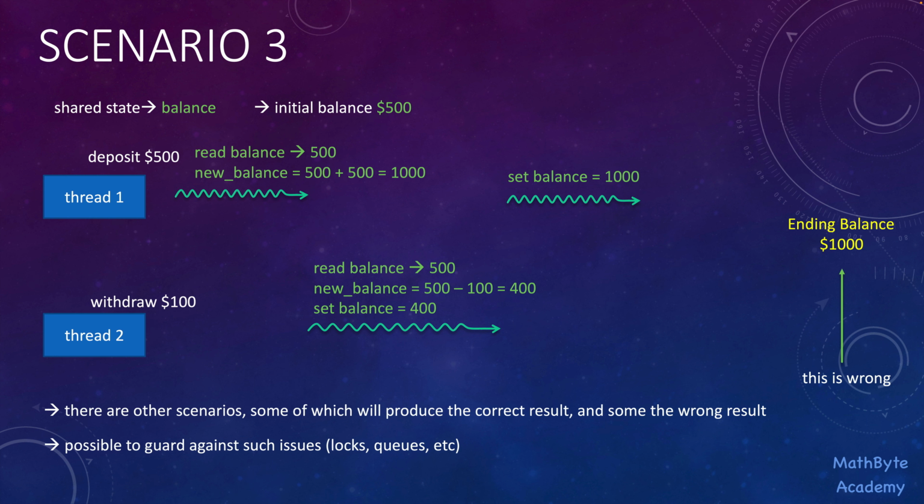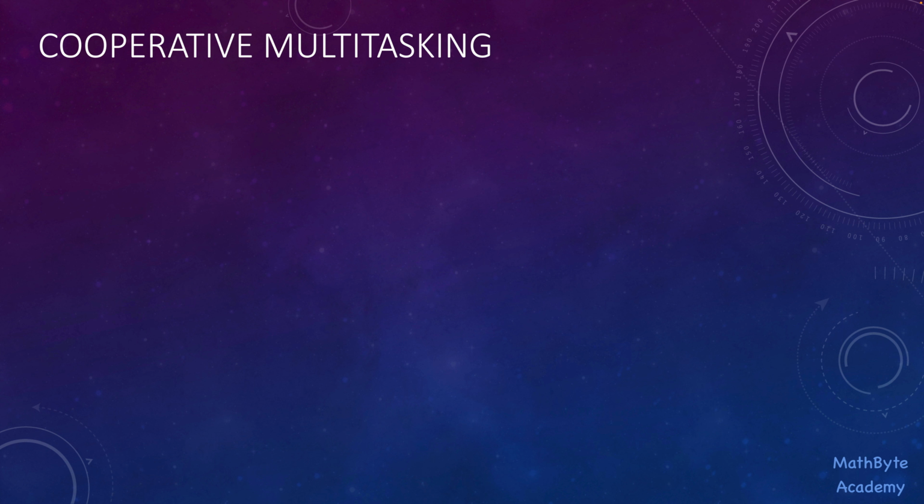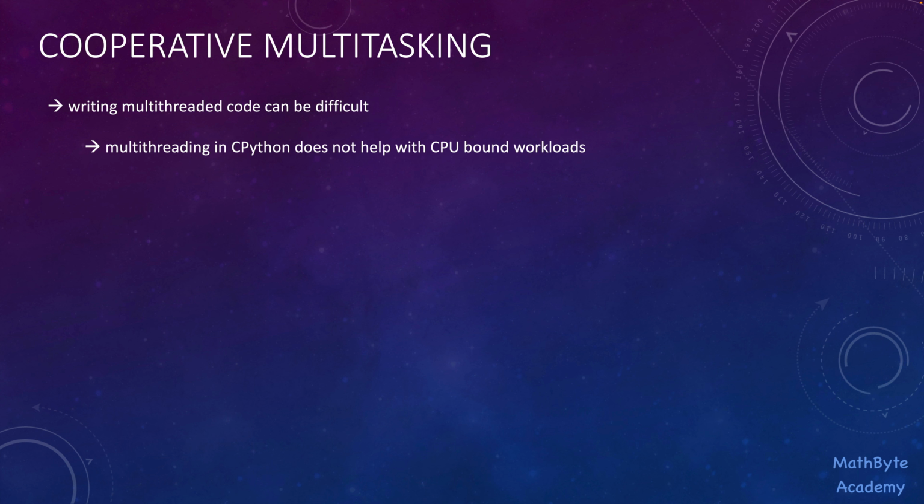There's a problem, right? So multithreading things is quite difficult. You have to be really, really careful. So the preemptive nature of the threads and the shared state is kind of causing this issue. So what about cooperative multitasking? So we saw that writing multi-threaded code can be difficult.